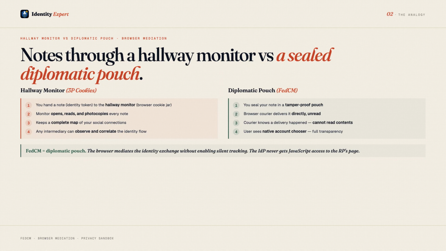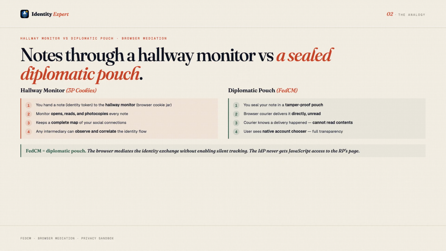That is how third-party cookies worked. The identity provider embedded an iframe on the relying party's site, and the browser carried cookies back and forth. But the cookies were not sealed. The browser infrastructure allowed any intermediary to observe and correlate the identity flow.